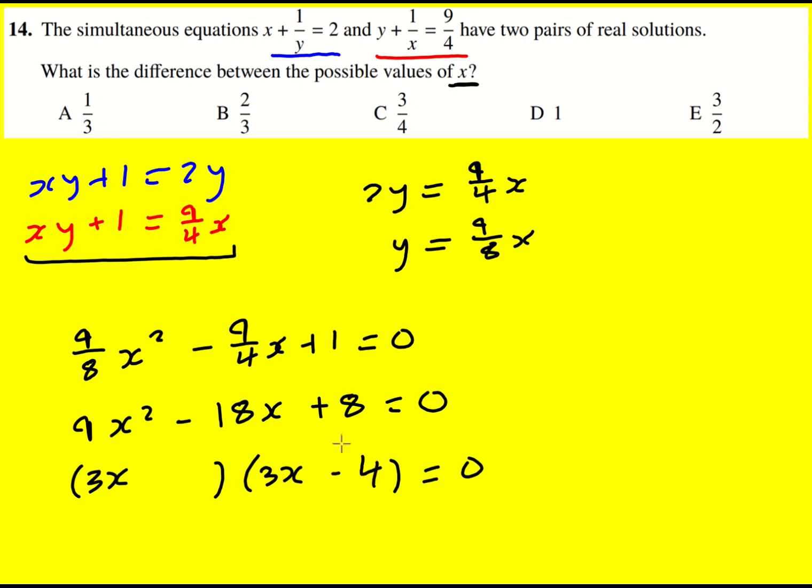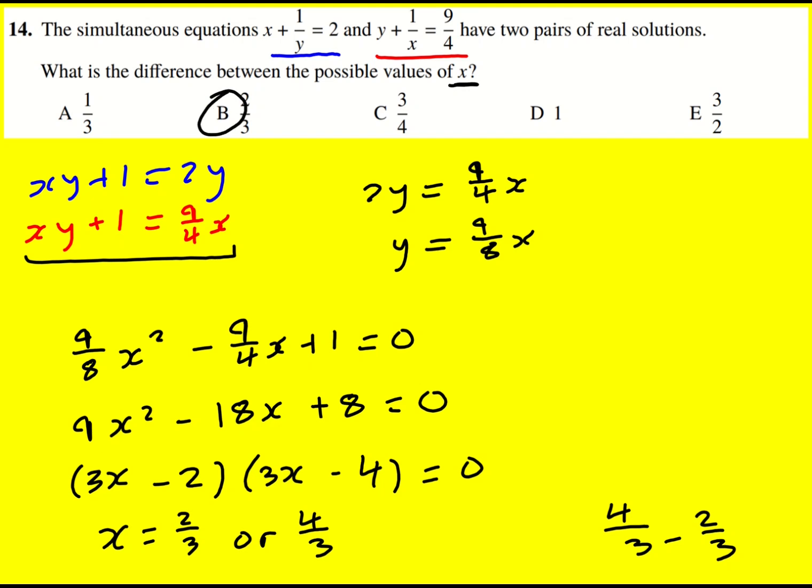But if we go with minus 4 and minus 2, it actually works straight away. We get minus 12x and minus 6x. Brilliant. So then x is 2/3 or 4 over 3, which means the difference between these values is 4 over 3 minus 2 over 3, which gives us 2 over 3.